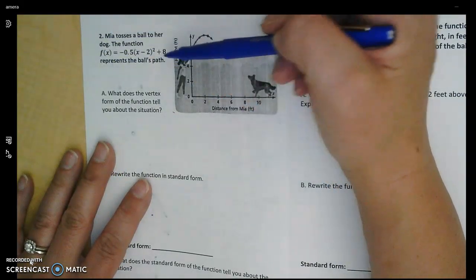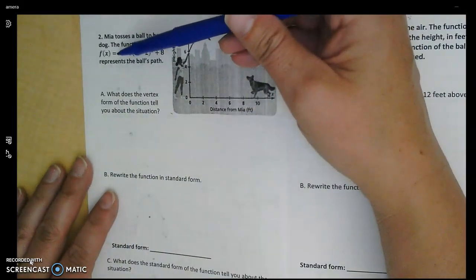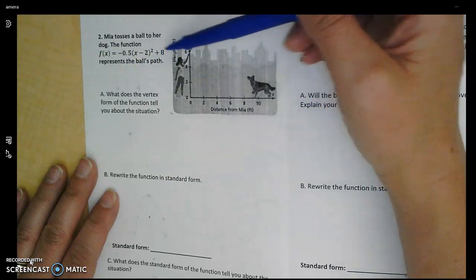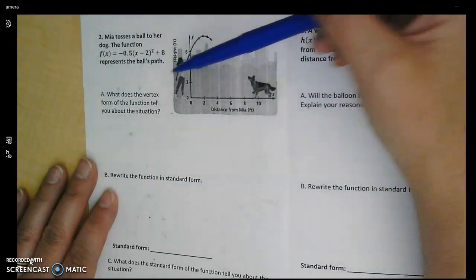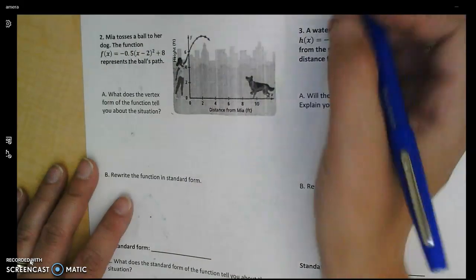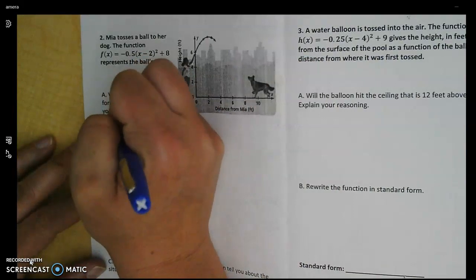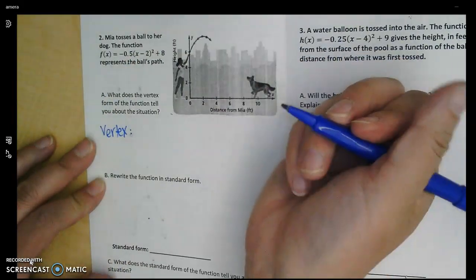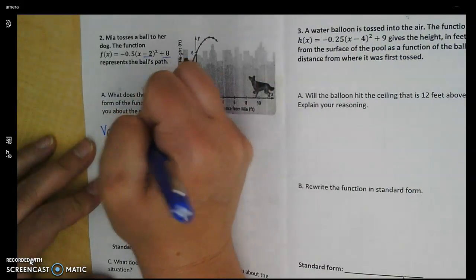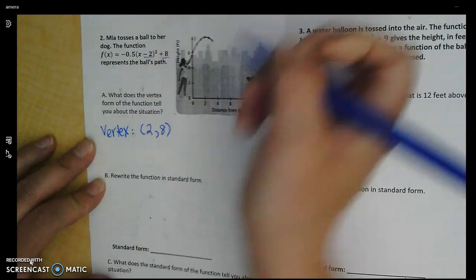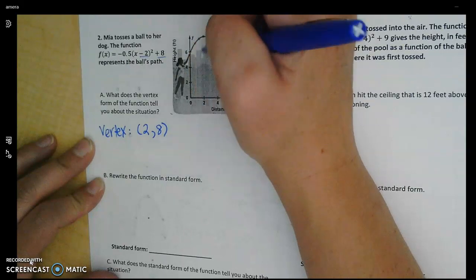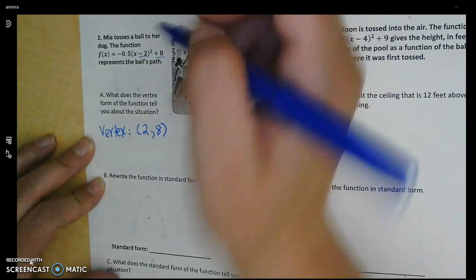The function it gives us in vertex form is f of x is -0.5 times the quantity of x minus 2 squared plus 8. Okay, the vertex form tells us a lot about the situation. You guys can go ahead and figure that out. The first thing it's going to tell us is what the vertex is. And the vertex in this particular situation has to do with the h and the k, 2 and 8. So I see that when the ball is 2 feet away from Mia, it is 8 feet high in the air.